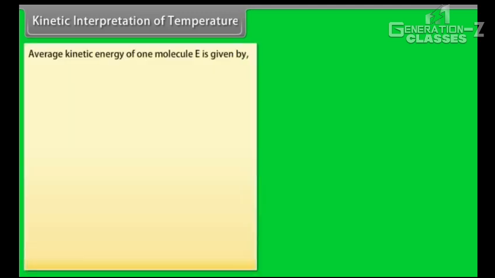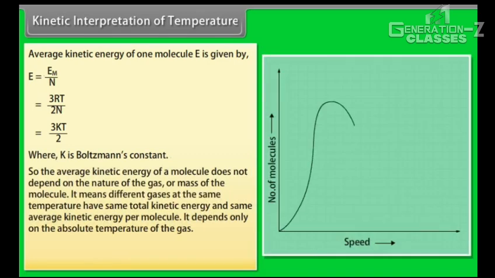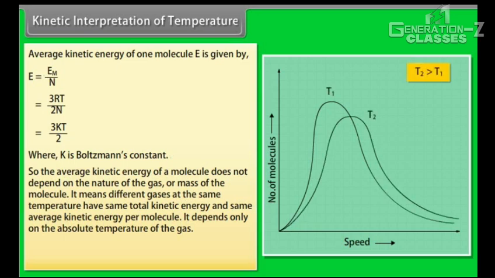Kinetic interpretation of temperature. Average kinetic energy of one molecule is given by E = E_total/N = 3RT/2N = 3kT/2, where k is Boltzmann's constant. So, the average kinetic energy of a molecule does not depend on the nature of the gas or mass of the molecule. It means different gases at the same temperature have the same total kinetic energy and the same average kinetic energy per molecule. It depends only on the absolute temperature of the gas.